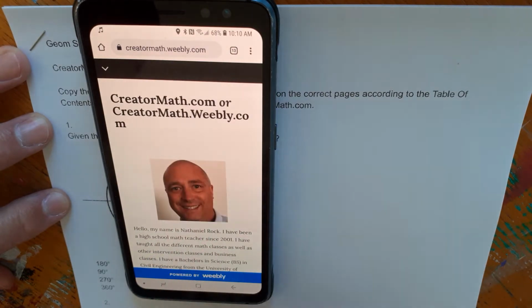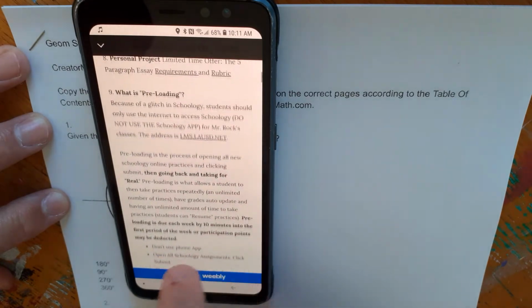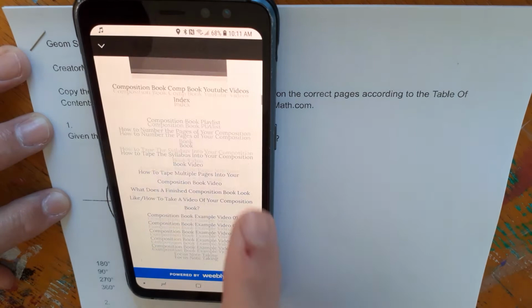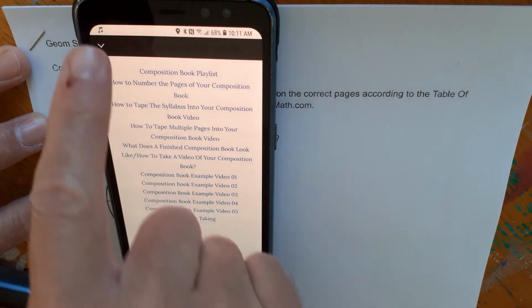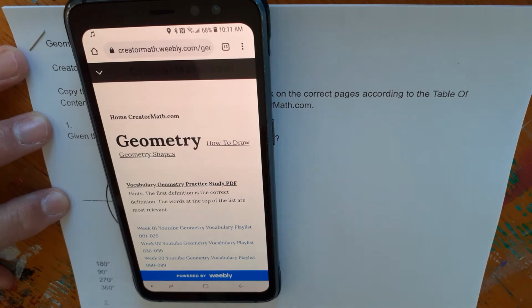Just so you know, all of the composition book stuff is on this first page here. On the home page, just scroll down until you see composition book and a picture of it, and then follow everything under it. Otherwise, we're going to the Geometry tab where all the notes are and the videos and the vocab, etc.